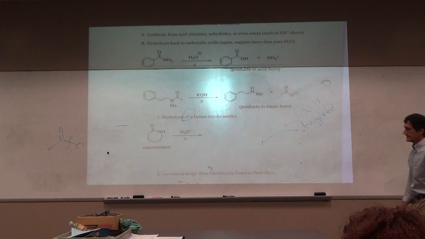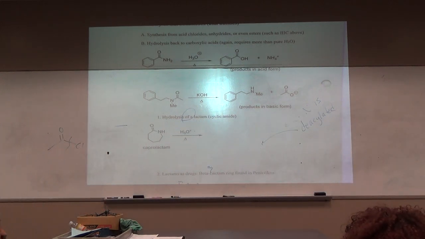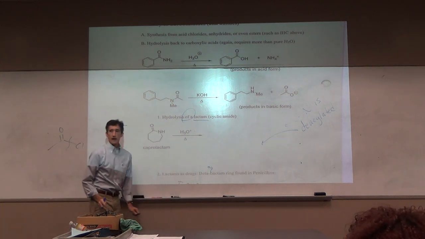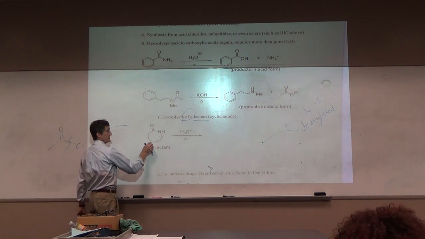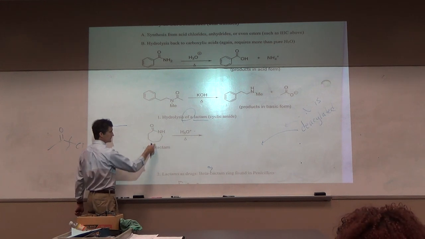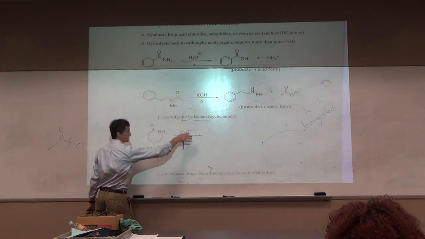Okay, cyclic amides. I think this is what was on the pre-course worksheet. Look back at it. One of the questions was, what's another name for a cyclic amide or something like this? Well, here we go. What is it? A cyclic ester is a lactone. A cyclic amide is a lactam. Cyclic meaning the nitrogen is connected back to the carbonyl through the ring. But you can still hydrolyze it. You should show the product of this.